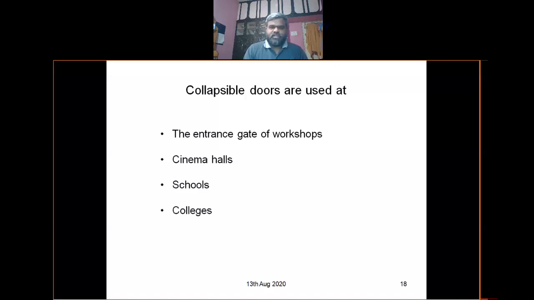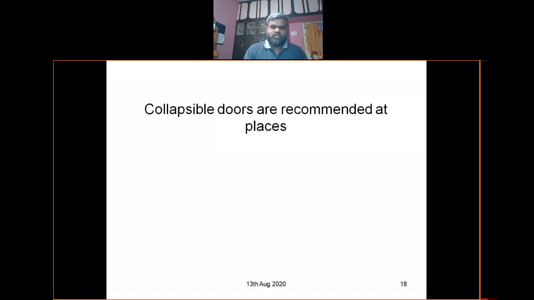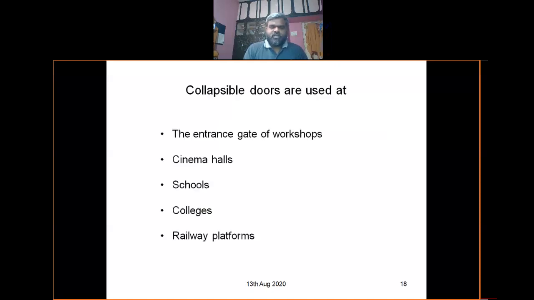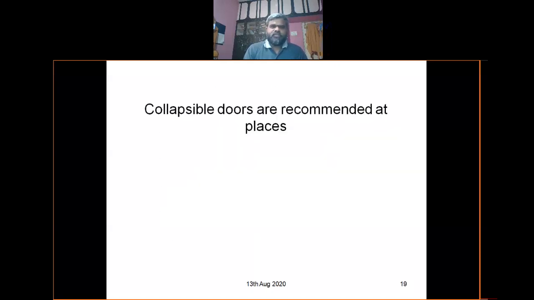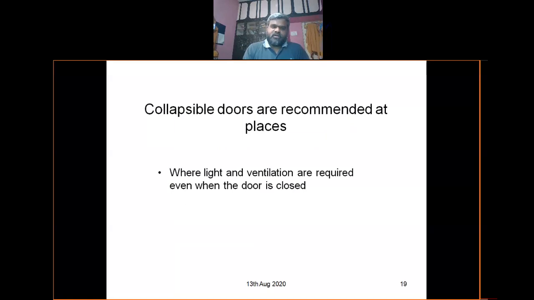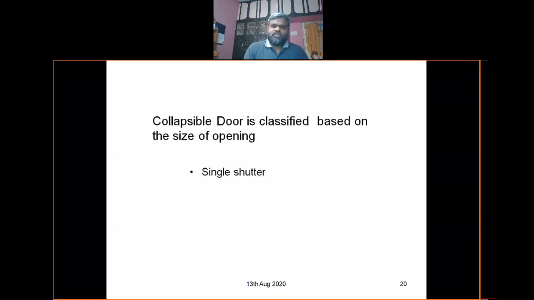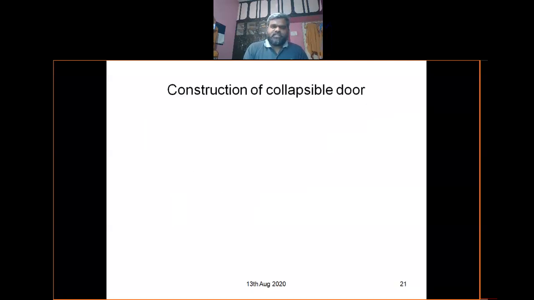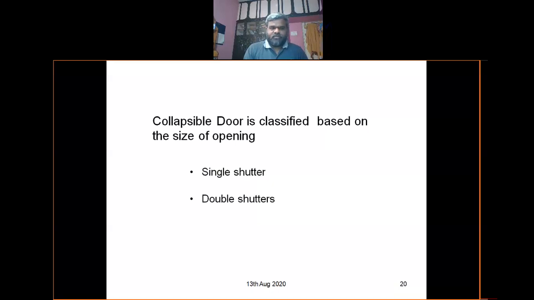entrance gates of workshops, cinema halls, schools, colleges, even railway platforms, right? Collapsible doors are recommended at places where light and ventilation are required, even when the door is closed, right? Collapsible doors are classified based on the size of opening: single shutter, double shutter. Single shutter means the total door opens at one side. Double shutter means the door opens two ways.